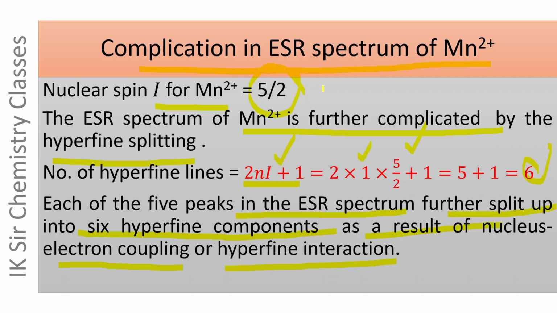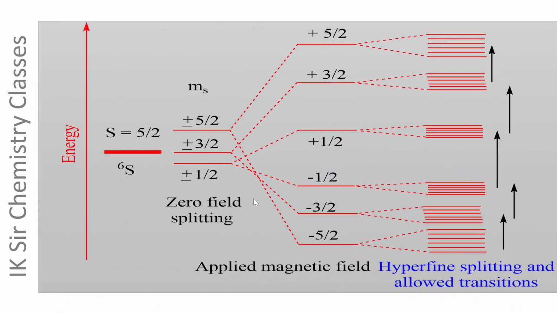In the ESR spectrum of Mn2+ ion, 5 peaks are obtained due to allowed transitions between 6 spin energy levels, and each of these 5 peaks in the ESR spectrum further splits up into 6 hyperfine components as a result of nucleus electron coupling or hyperfine interaction. It has been demonstrated by the diagram here.